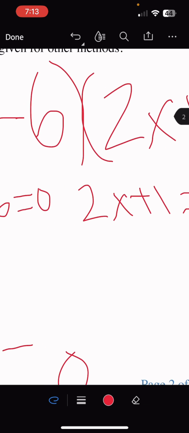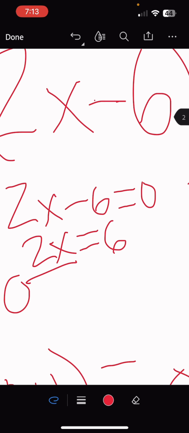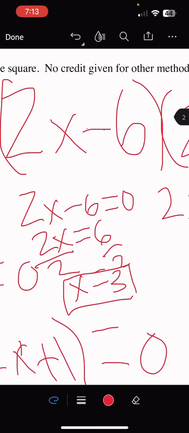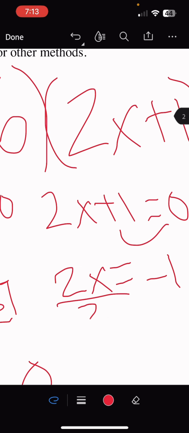And then you're going to be solving for x. So we can move the 6 over. 2x equals 6, divided by 2. 6 divided by 2 is 3. X equals 3. It's going to be one of your answers. Then you're going to move this 1 over. 2x equals negative 1, divided by 2. X equals negative 1/2.